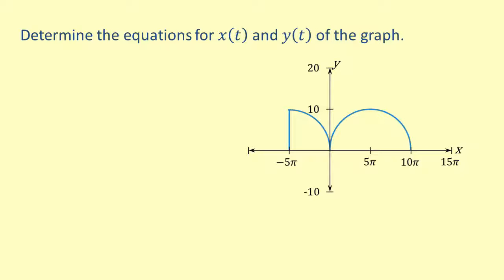Take this graph for example. What equations produce this graph? First, we notice that the cycloid cycle repeats every 10 pi units. This happens at one revolution of the circle that created the cycloid, which is at t equals 2 pi.